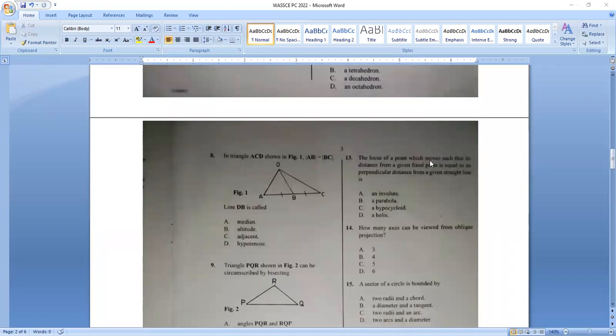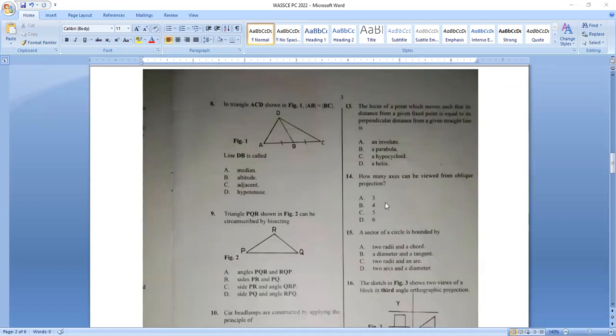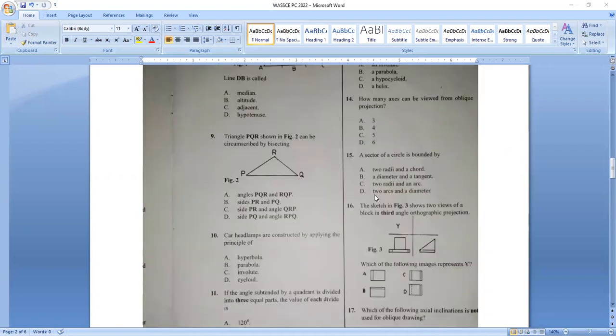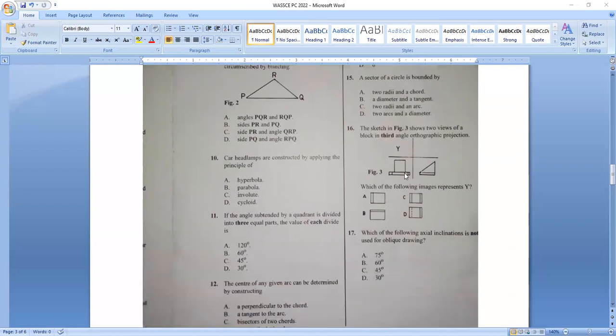The locus of a point which moves such that its distance from a given fixed point is equal to its perpendicular distance from a given straight line is called a parabola. That is option B. Question 14, how many axes can be viewed from oblique projection? The answer is 3. So question 15 says that a sector of a circle is bounded by 2 radial and an arc. That is option C, by 2 radial and an arc. So that's what we see on a sector.